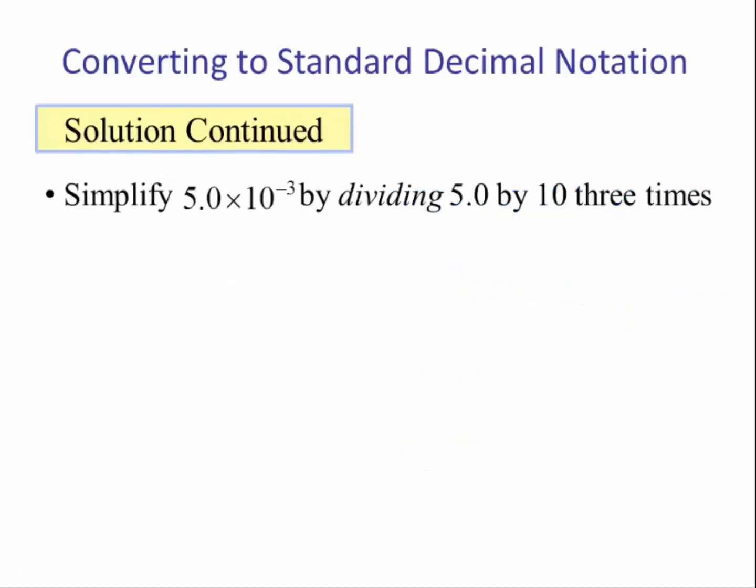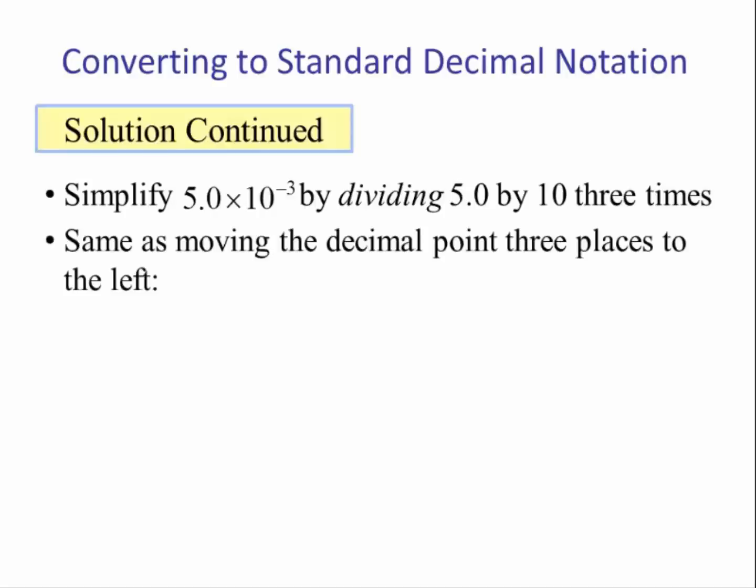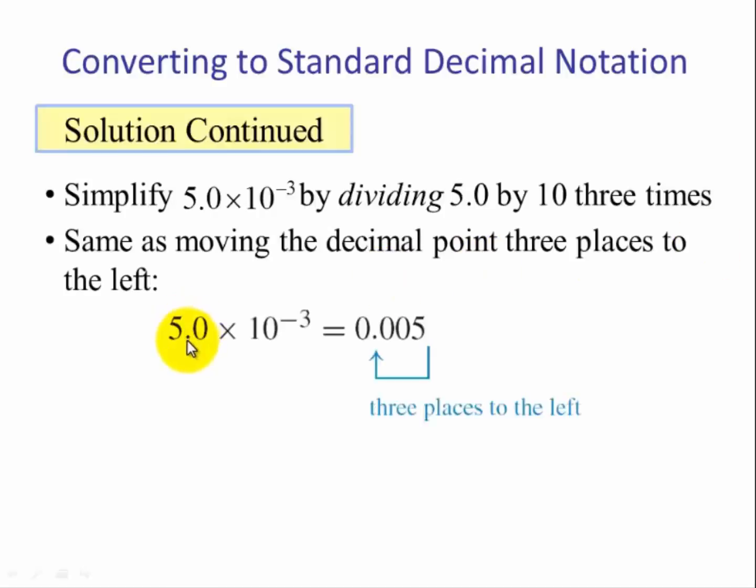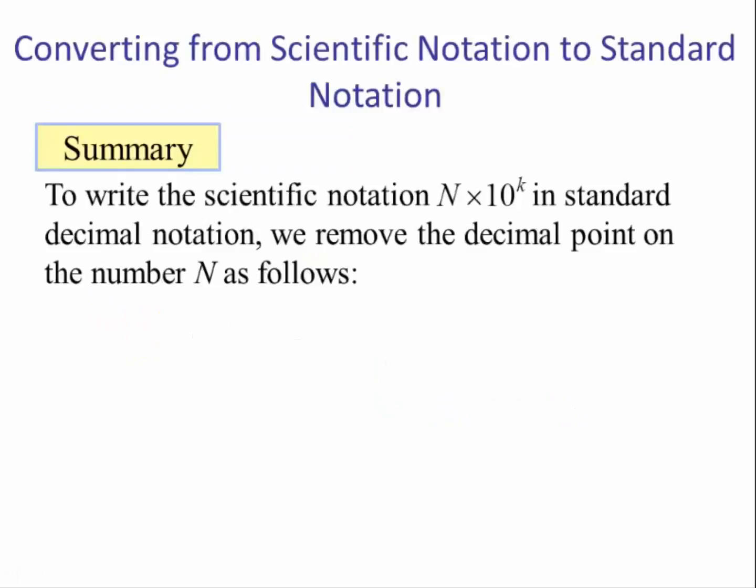Simplify 5 times 10 to the negative 3 by dividing 5 by 10 3 times. Or, that's the same as moving the decimal point 3 places to the left. Here's the decimal point for 5. Since we are multiplying by a negative 3, we can move that 3 places to the left because the number will be smaller.